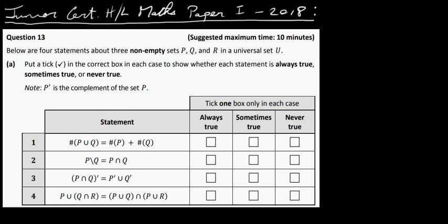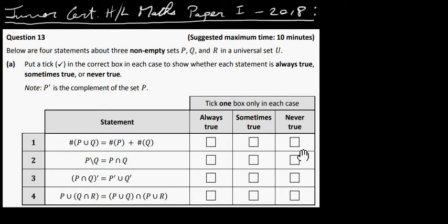Okay, so let's have a look at the Junior Certificate Higher Level Maths Paper 1 for 2018, questions 13 and 14. Okay, so below are four statements about three non-empty sets P, Q and R in a universal set U.